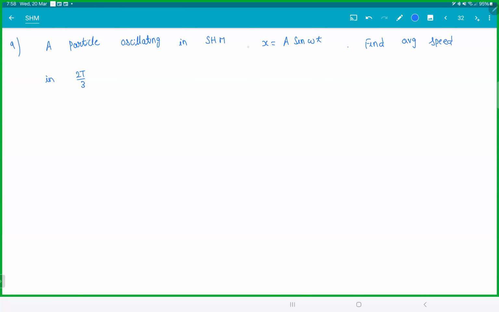Did you observe one thing? I gave you the equation, which means I indirectly told you where the particle is starting from. Phi is 0, so you know where it is starting from. So find the average speed in 2T/3.